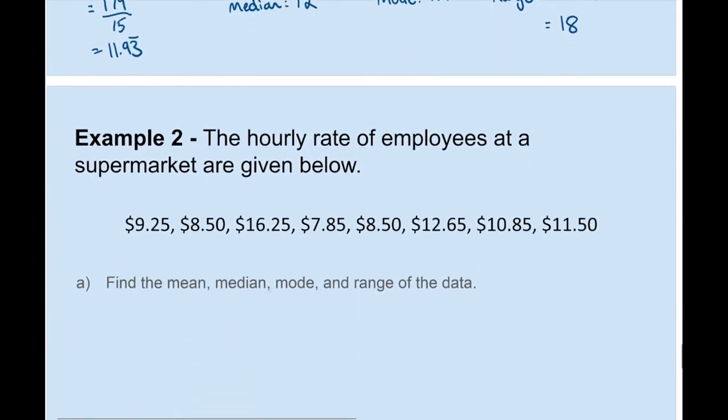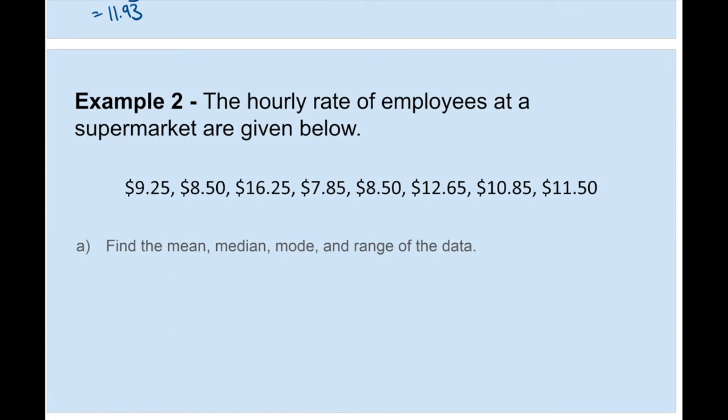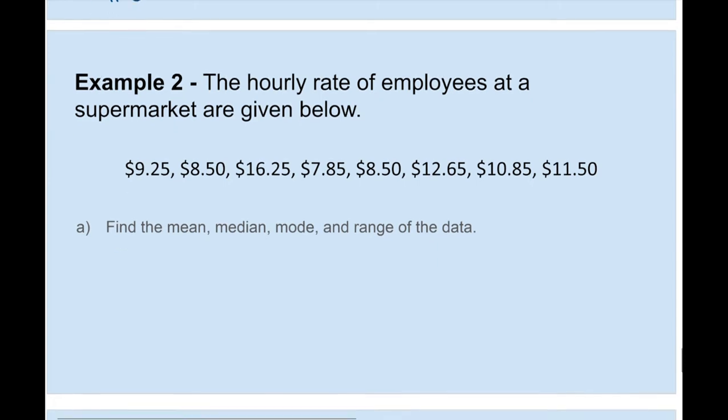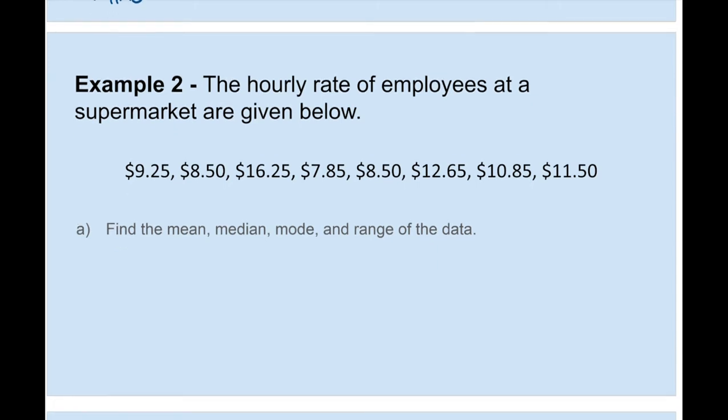So looking at another example, the hourly rate for employees at a supermarket are given below. We want to find the mean, median, mode, and range of the data. So again, same idea as before. Let's start off by ranking our values first. So we have 7.85, 8.5, and again, we don't have to use technology for this one to skip ahead because this is a relatively shorter list.